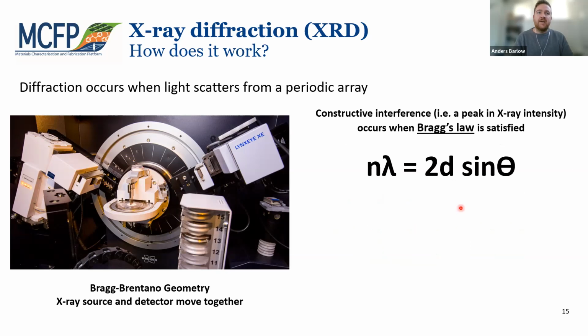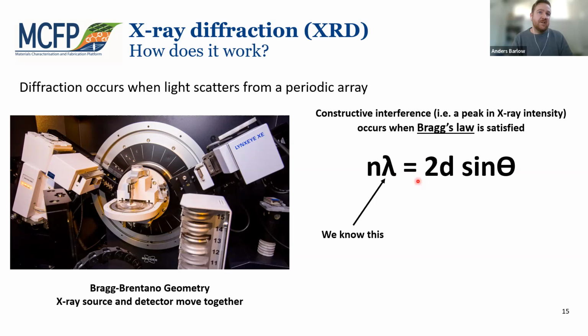So what we're doing here is looking at the diffraction peaks as we vary the angle of our X-ray source and our detector together. This is called Bragg-Brentano geometry, where our X-ray source here and our detector here are moving together. And we get constructive interference. We get a peak in our pattern when this condition is met, n lambda equals 2d sine theta.